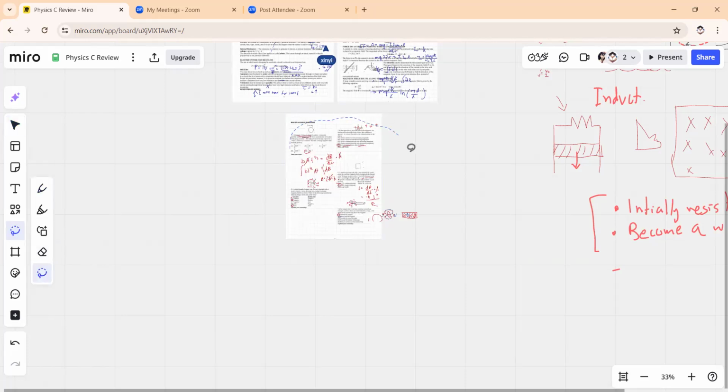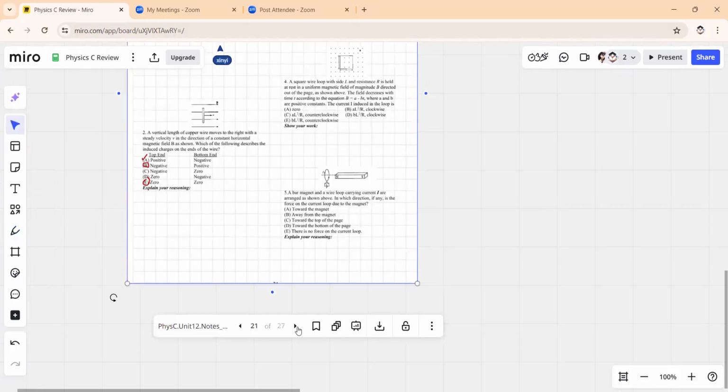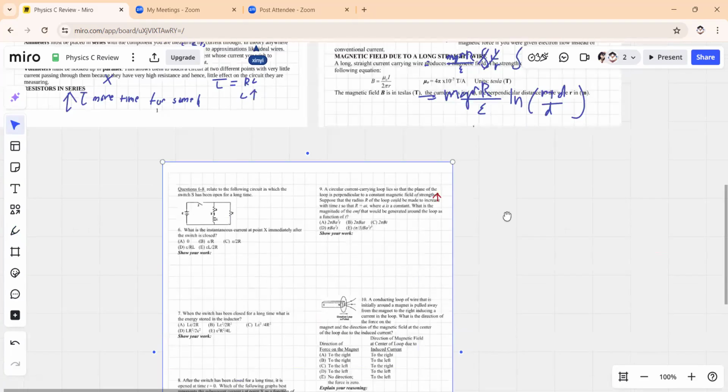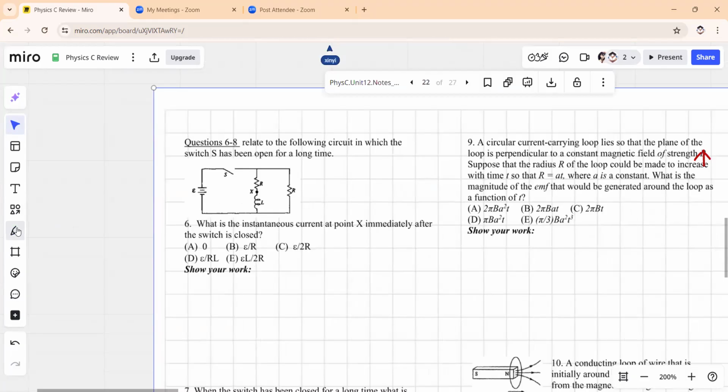Wait, so the right side of the loop. Wait, never mind. You forgot some. The left side of the loop in this case is the South Pole. So it'll attract the north of the magnet. This is true.